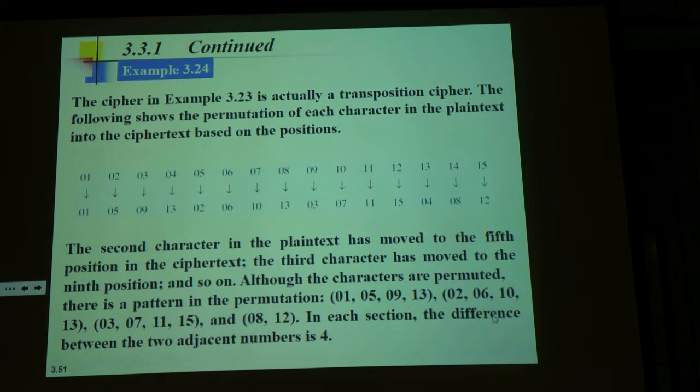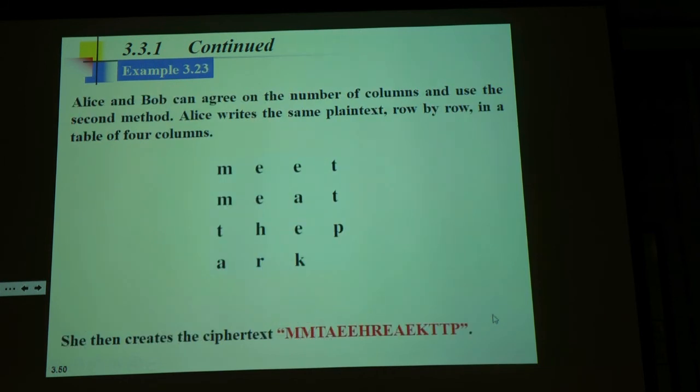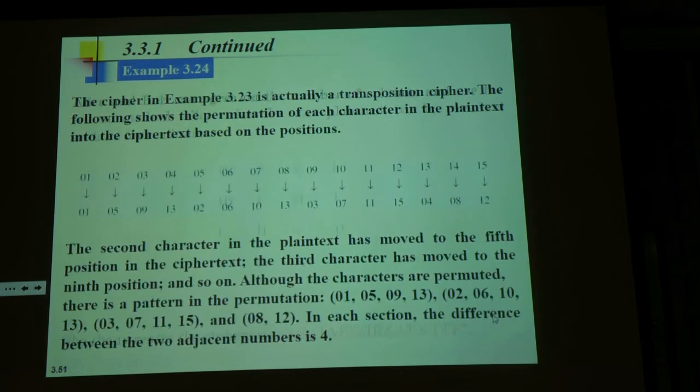Number 15 moves to 12. So if you go back in here, where is number 15? The P? What was the message again? K. K moved to where? To 12. Right, it moved to 12.